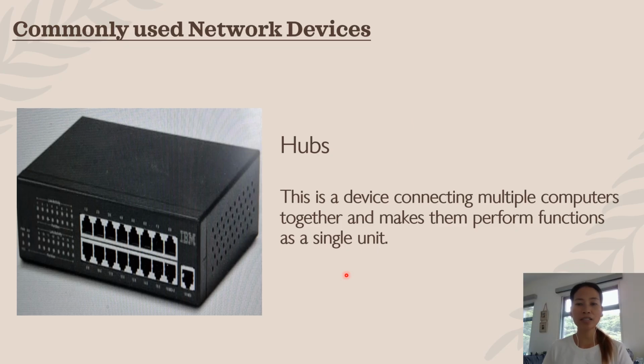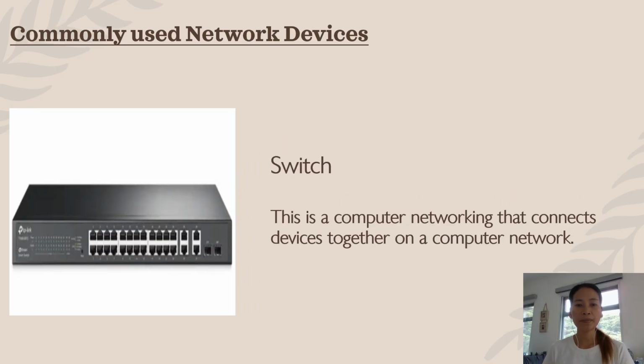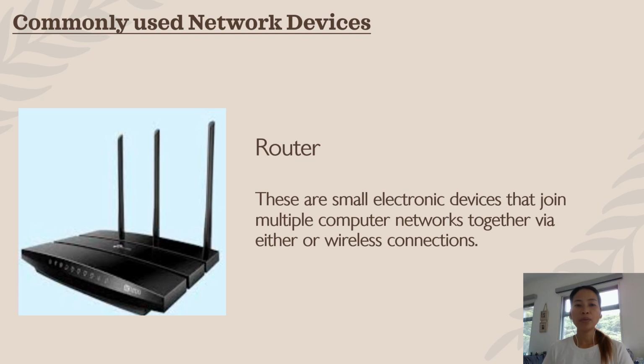So these are the commonly used network devices. The first one is hubs. This is a device connecting multiple computers together and making them perform functions as a single unit. Next is the switch. This is a networking device that connects devices together on a computer network. While routers are small electronic devices that join multiple computer networks together via either wired or wireless connections.